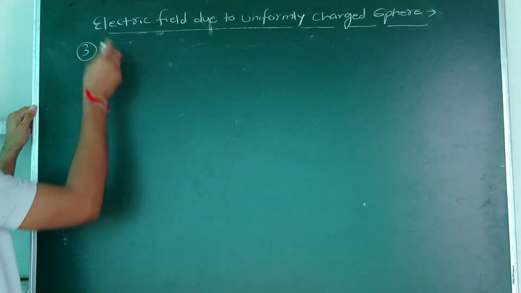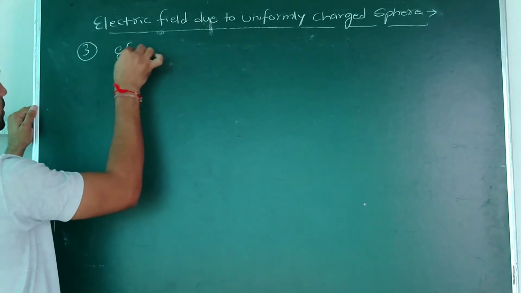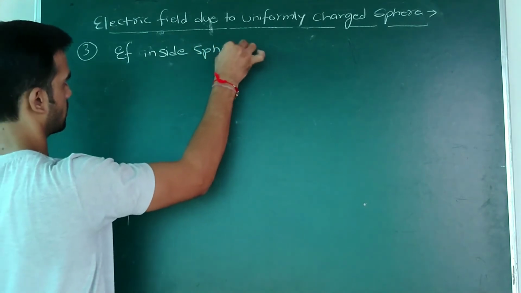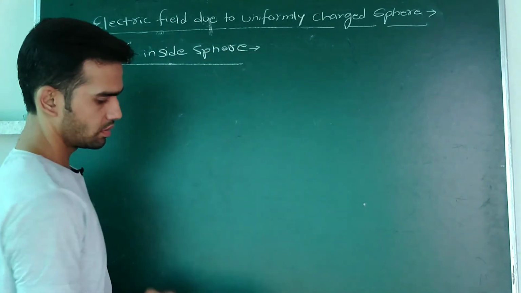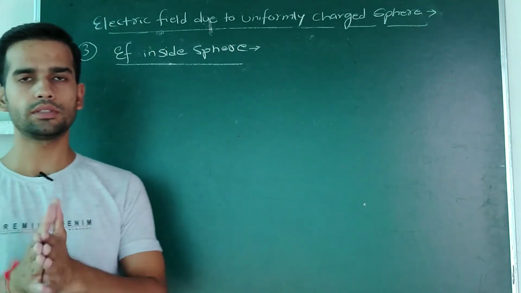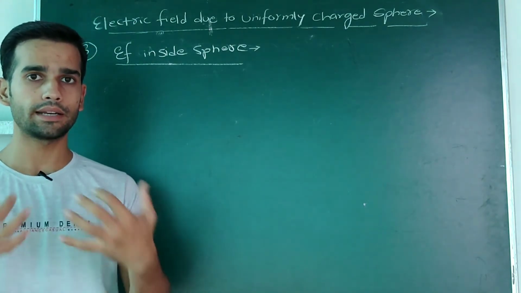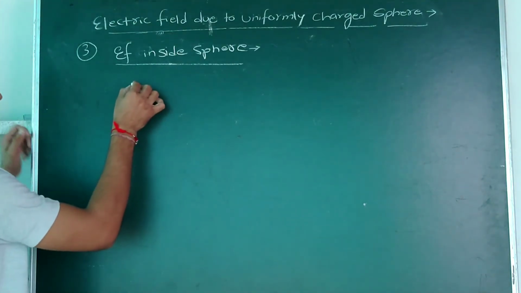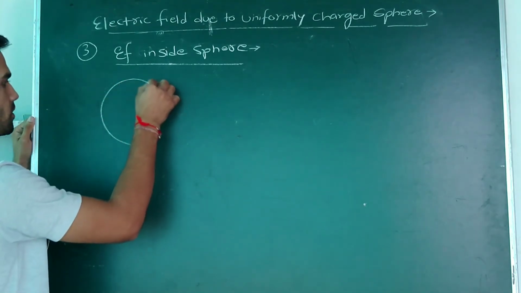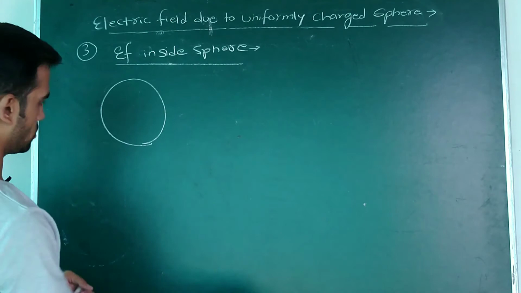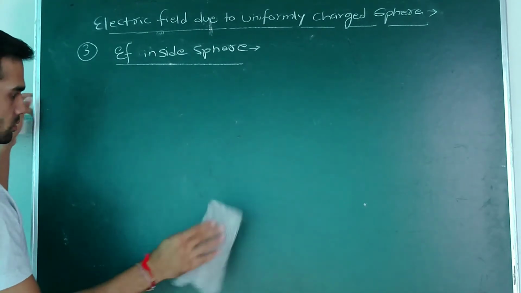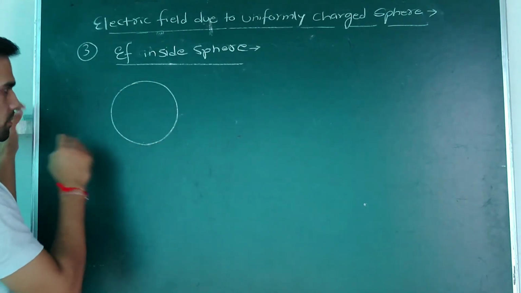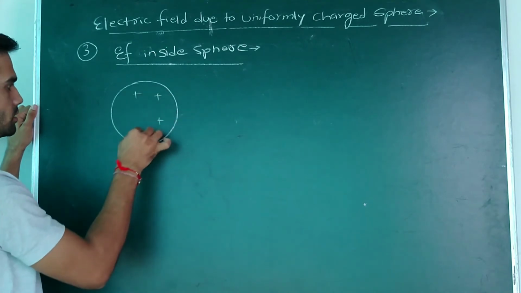Now the third case: electric field inside a sphere. In this section we are going to discuss how to calculate the electric field inside a uniformly charged sphere. So in this case we want to calculate the electric field inside the sphere, so we have to consider a uniformly charged sphere, and it is completely charged.